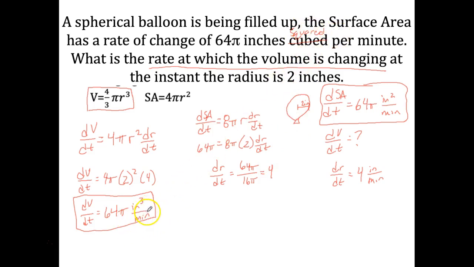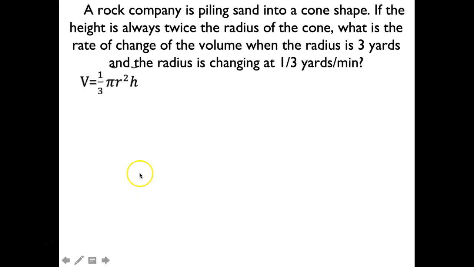Okay, so there's how you do something where maybe you are missing a variable that you need in order to solve for it. Okay, let's go to example number 2. A rock company is piling sand into a cone shape. Okay, so I have a cone basically.